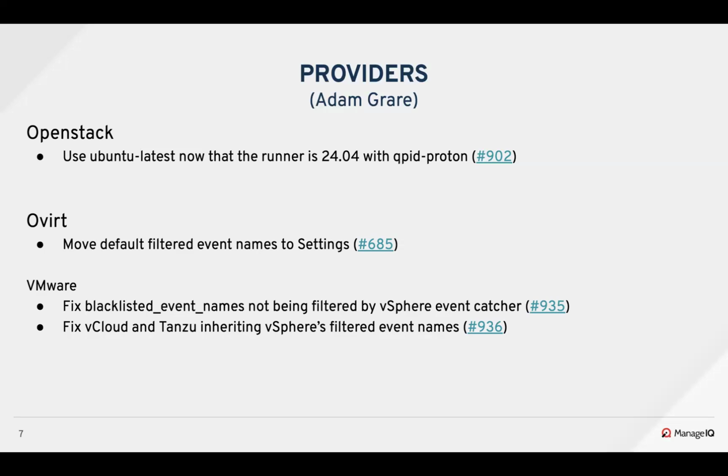And for VMware, we fixed the filtered event names not being filtered by the vSphere event catcher. This was an oversight when we moved to the pure Ruby event catcher, and so some of the more common events were not being filtered out. And also fixed the bug with vCloud and Tanzu inheriting the vSphere filtered event names based on how the core method was using the vendor as opposed to the EMS type. Next slide.